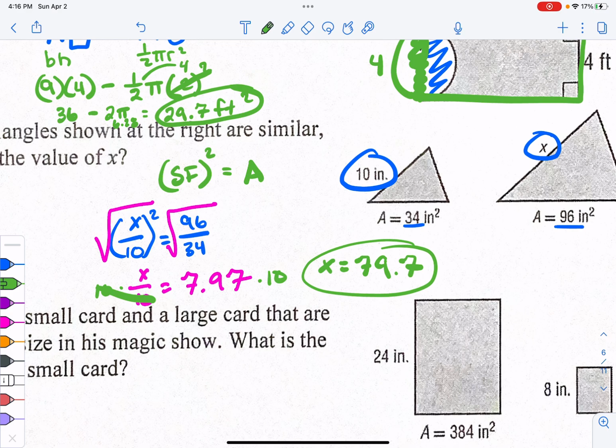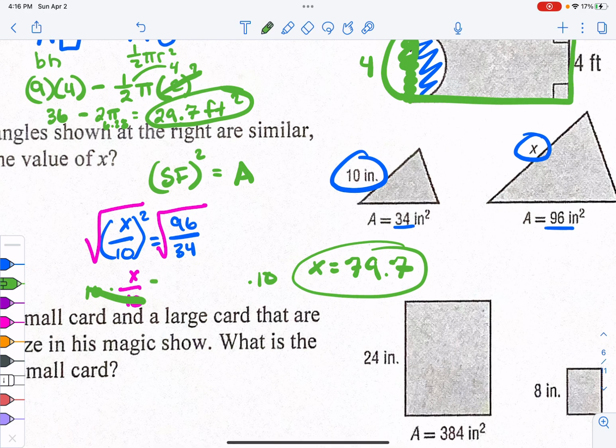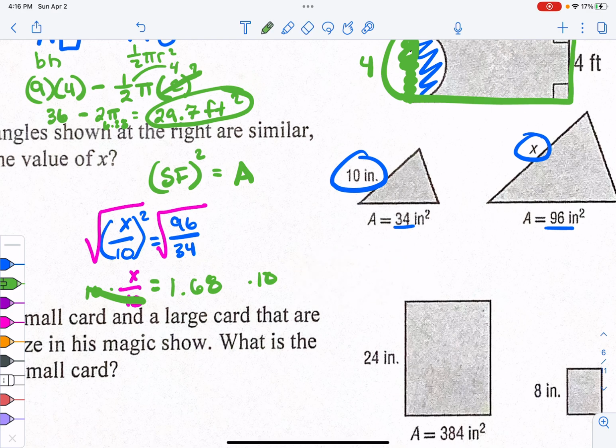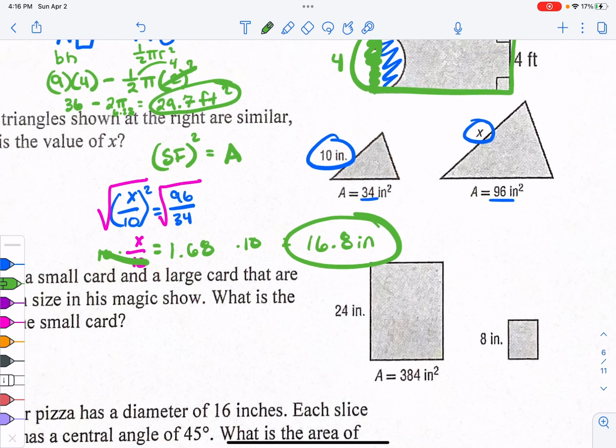Did I do that right? X over 10 and 96 over 34. Square root. Let me check that to make sure. 96 divided by 34, square root. No, wrong. This is not 7.97. I don't know where that came from. 1.68. That sounds way better. So here we go. X is going to be, if I multiply by 10, 16.8 inches. That sounds way better. 70 something was way too big. All right, so there's that one.